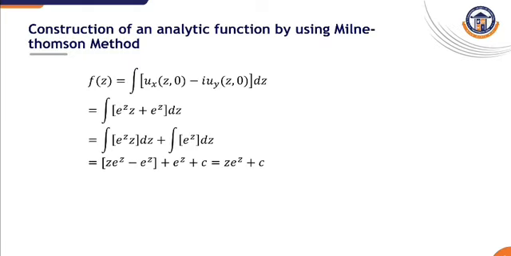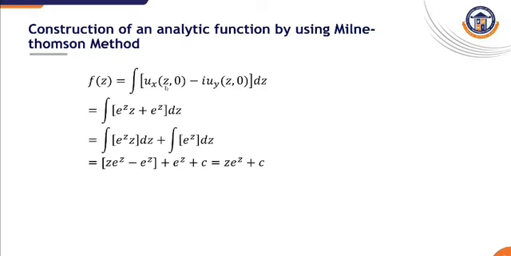Now we substitute these values in the Milne-Thomson formula. We know that only u is given, therefore we write the formula: f of z equal to the integral of u_x of z comma 0 minus i into u_y of z comma 0 into dz.